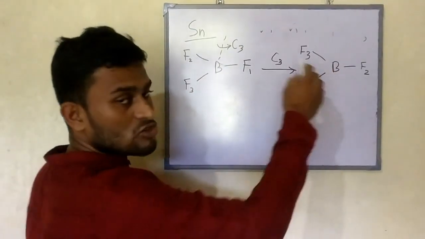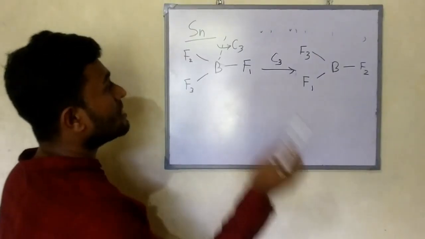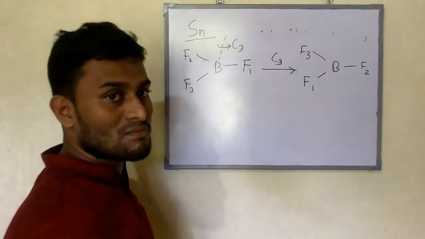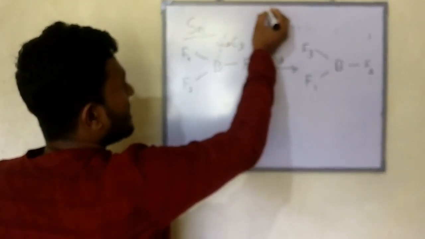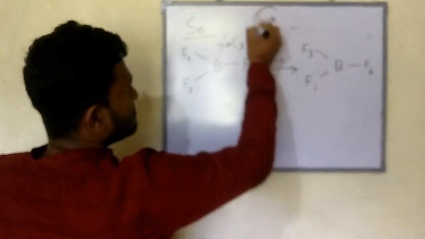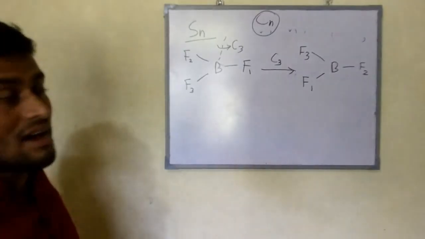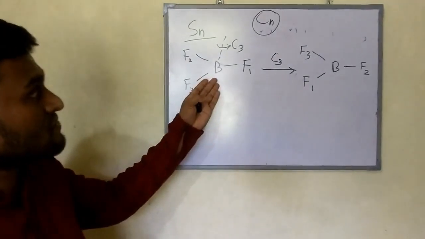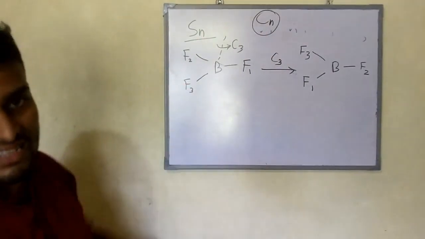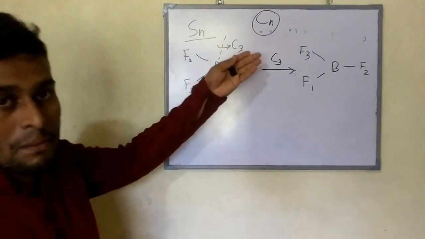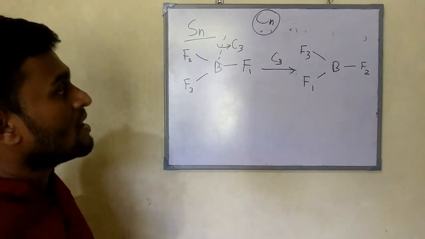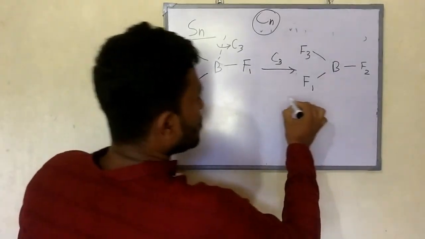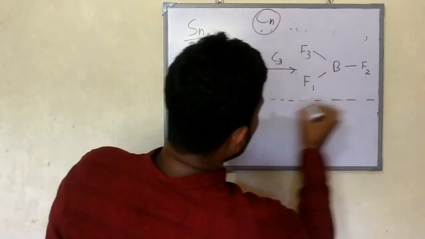This mirror plane should be perpendicular to the principal rotation axis. Here the principal rotation axis means the axis having the highest value of n. For BF3 we know C3 is the highest one. So that is the principal rotation axis, or the highest order of rotation. That is another name. So now we are going to put a mirror plane.